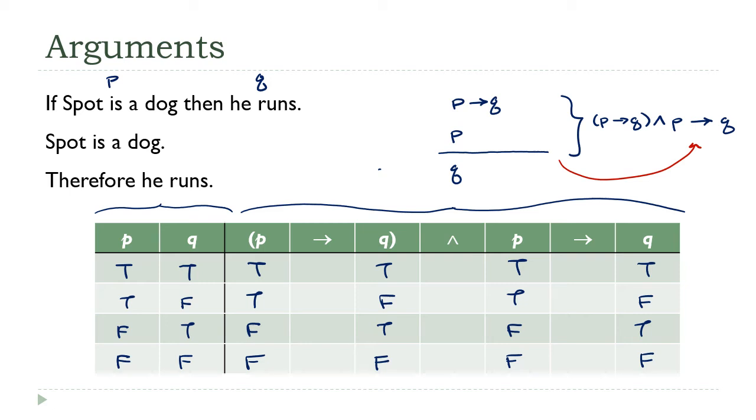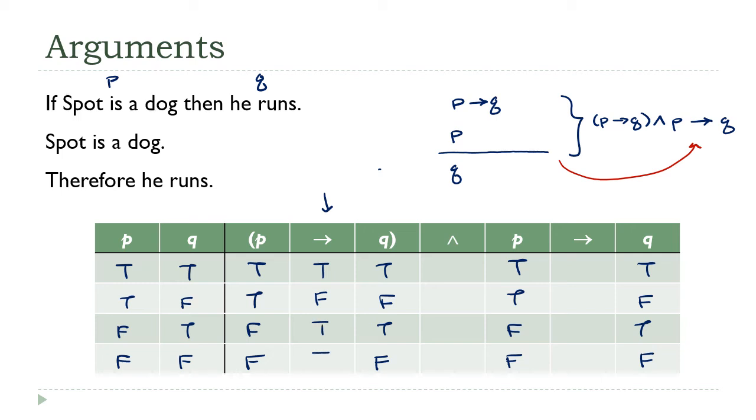Okay, so what comes next? Well, remember, parentheses first. So first I'm going to do this implication. And you remember how that one works. That one is only false when I have a T and then an F. So this is the only row that's going to get a false. Okay, good. So now we're done with this column and this column. And this middle column here is now the simplified version of the entire parentheses.